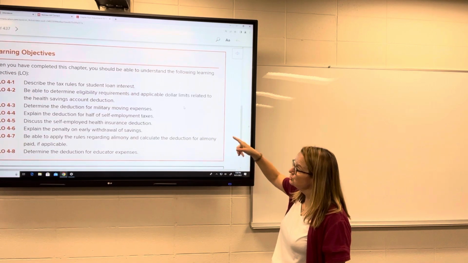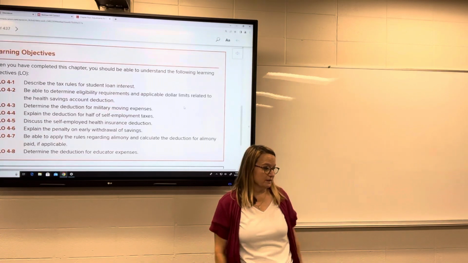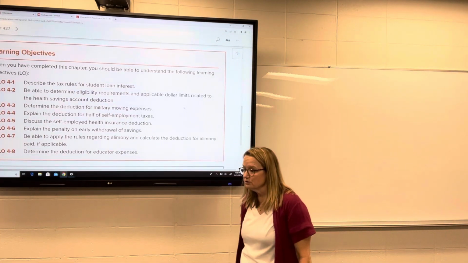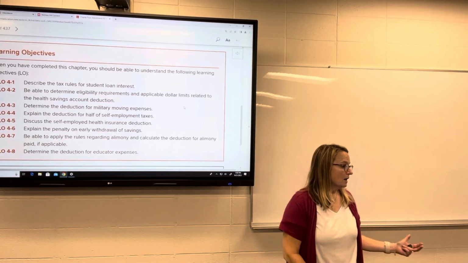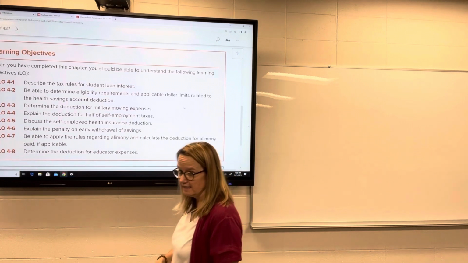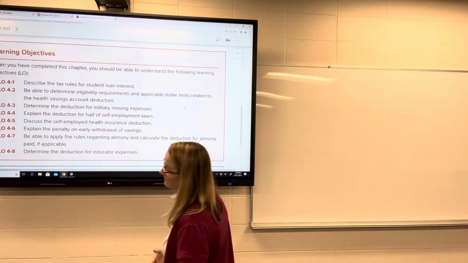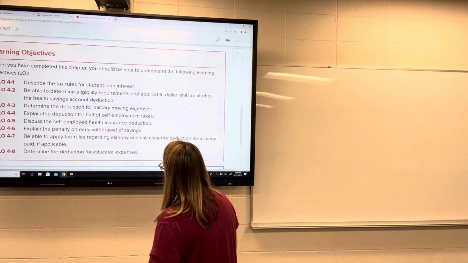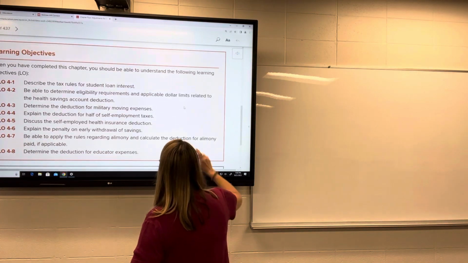So student loan interest, that's usually the one that students are most interested in. That student loan interest can be a deduction against adjusted gross income, which ultimately lowers your taxable income.